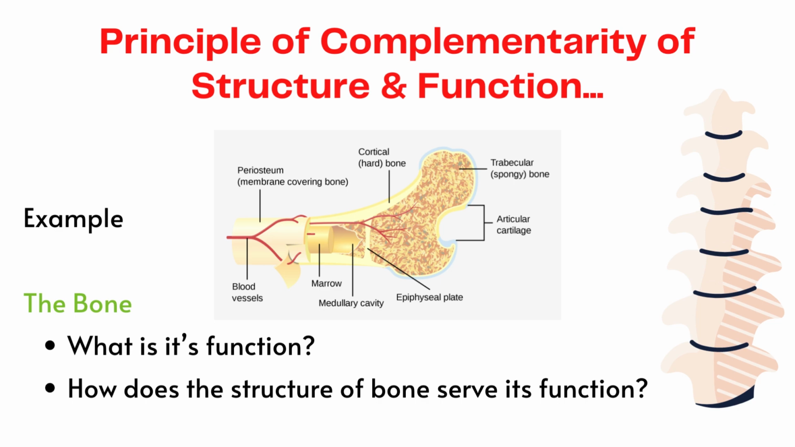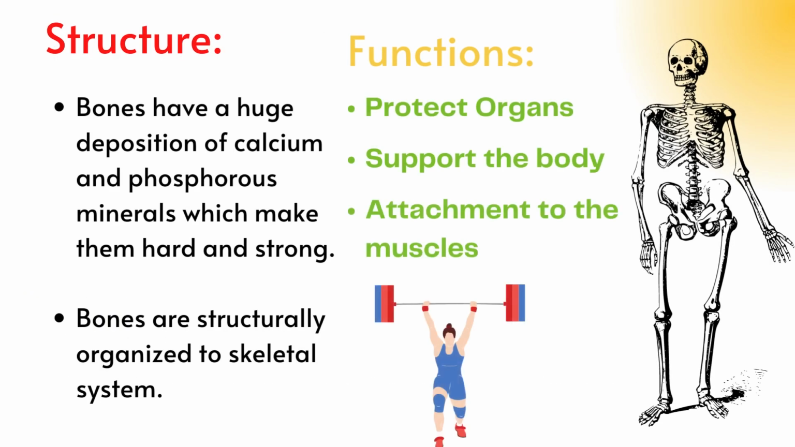So if you look at the bone matrix, you will understand that the bone is usually deposited with huge mineral deposits of calcium and phosphorus. So these minerals make them hard and strong. Okay, so bones are usually structurally organized into what we call the skeletal system. So the skeletal system, as we know, its functions are to protect the organs. We have the support of the body, okay, maintaining that rigid framework for upright posture. And then we have attachment to the muscles. So those are the common functions of the skeletal system.